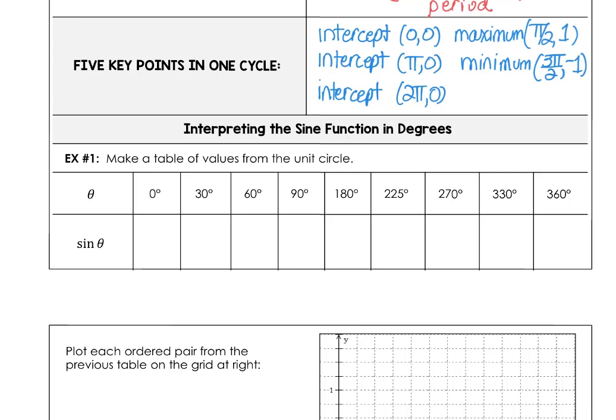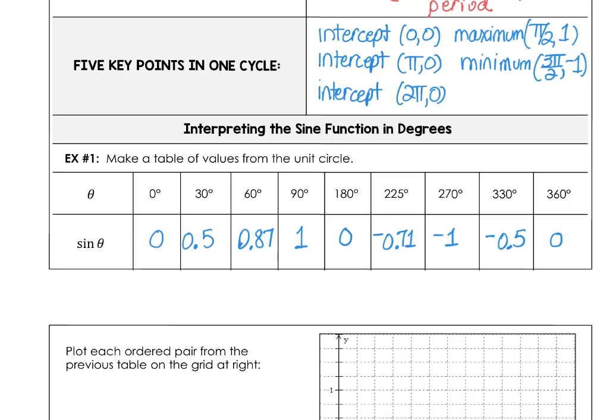Now, making a table of values, I've done this with my calculator. The sine of 0 is 0. The sine of 30 degrees is a half. The sine of 60 degrees is 0.866. The sine of 90 is 1. The sine of 180 is 0. We've got negative 0.71 at 225, negative 1 at 270, negative 1/2 at 330, and back to 0 at 360.